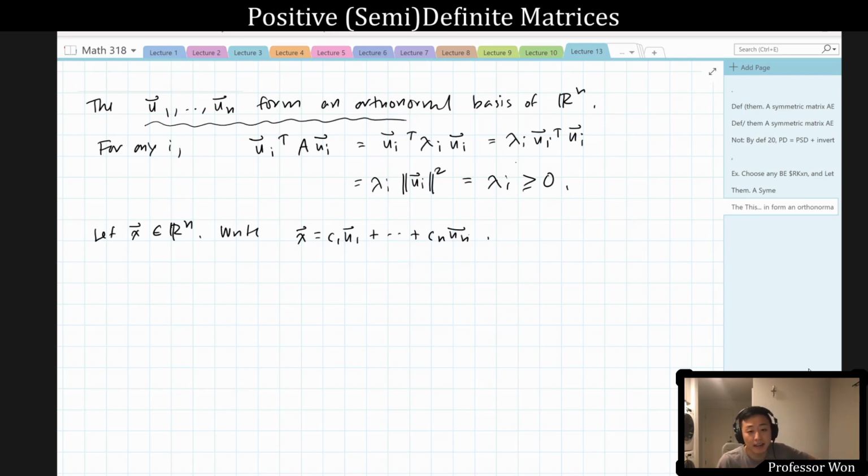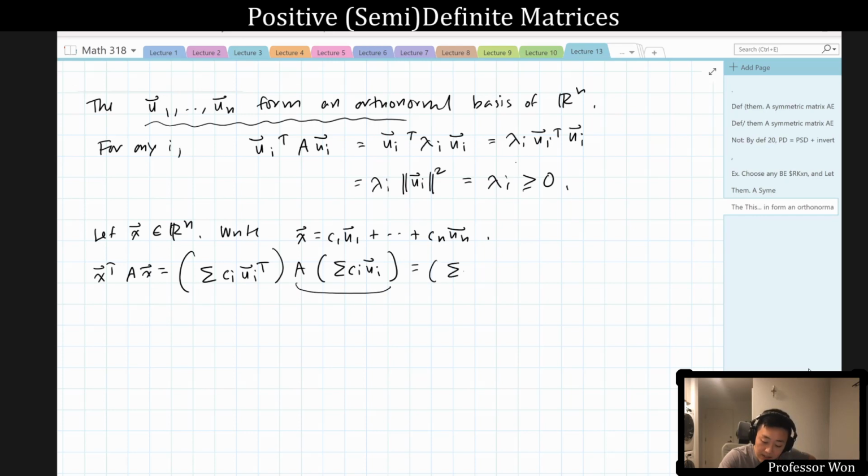Now I'll take x transpose Ax, and since the UIs are an orthonormal basis, all of the cross terms will be 0, because when you take the dot product of an orthonormal basis with itself, you get only zeros and ones, right? So then x transpose Ax is the sum of CIUI transpose times A times the sum of CIUI. So I've just, again, written x in terms of the basis. Now, when I multiply A times UI, I'll get lambda I UI. So let's expand this product. This is still the sum of CI UI transpose, and this one here will be the sum of lambda I CI UI, because when you multiply by A, in each summand, you just pull out the correct eigenvalue.